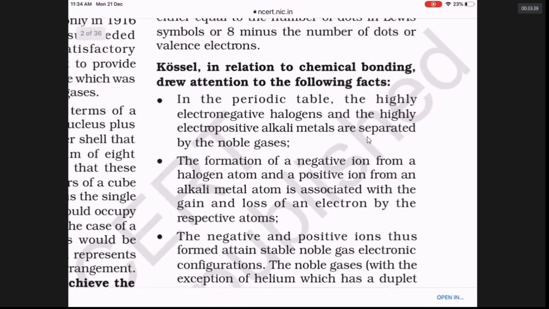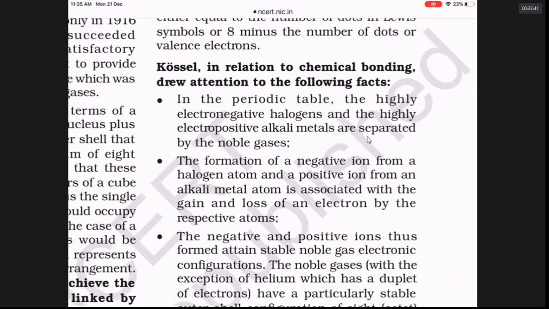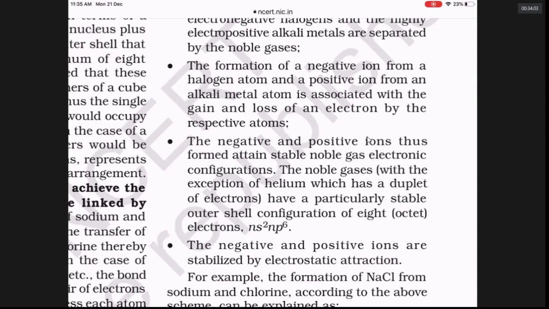According to Kossel, you can see the periodic table. Highly electronegative elements are halogens, which are just before noble gases. Highly electropositive elements are alkali metals, which are after noble gases. Halogens make negative ions by gaining electrons, and alkali metals make positive ions by losing electrons. The negative and positive ions get an octet of electrons like noble gases.